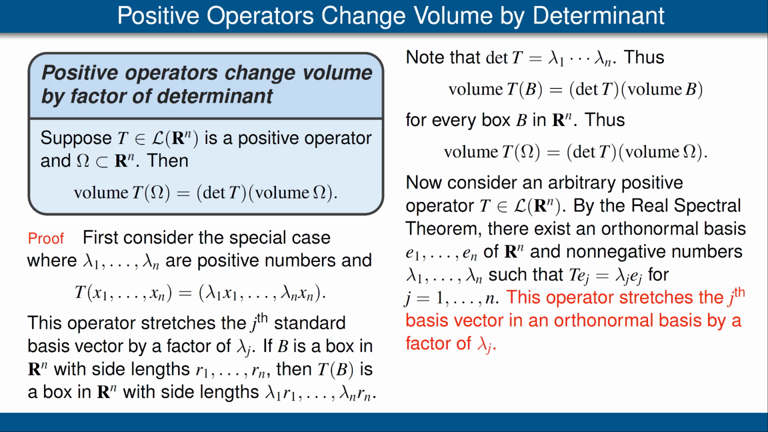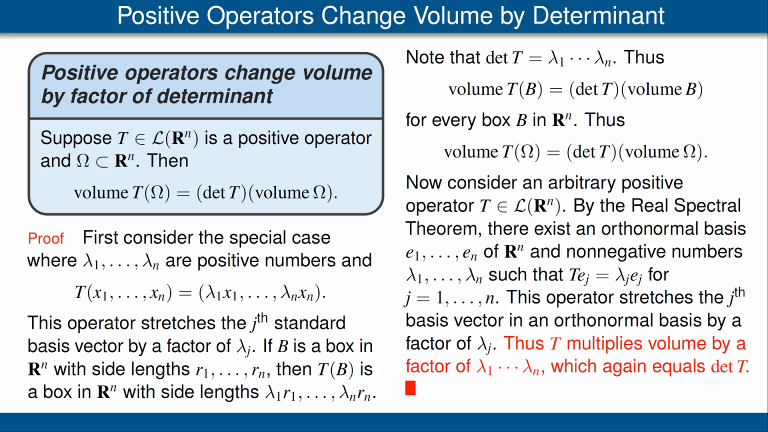Regardless of whether we have the standard basis e1 up to en or an arbitrary orthonormal basis e1 up to en, this operator stretches the jth basis vector by a factor of lambda sub j. In other words, this is really the same as our first special case, except we're just using a different orthonormal basis. Your intuition should tell you that T multiplies volume by a factor of the product of the lambdas, which again equals the determinant of T.